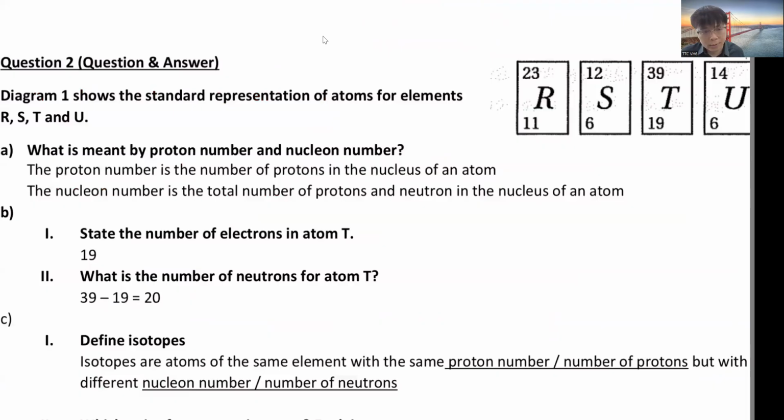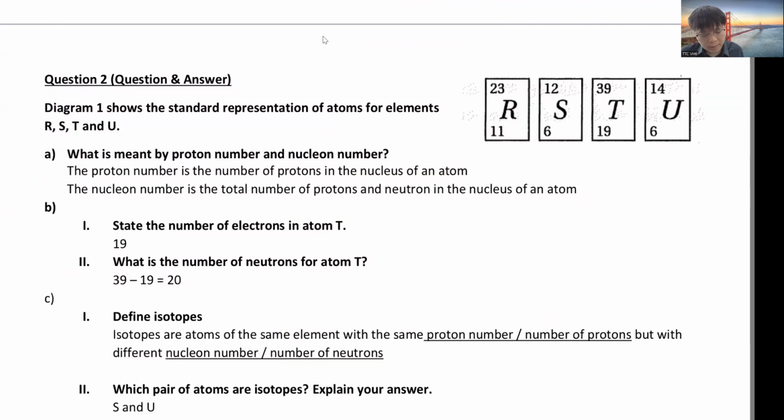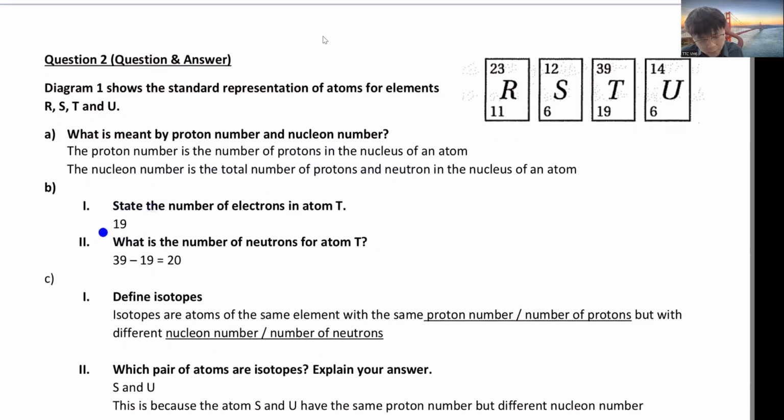So this is a sample question. They will ask you what is the definition of proton number and neutron number. So you write the proton number, neutron number. Then mention the number of electrons.